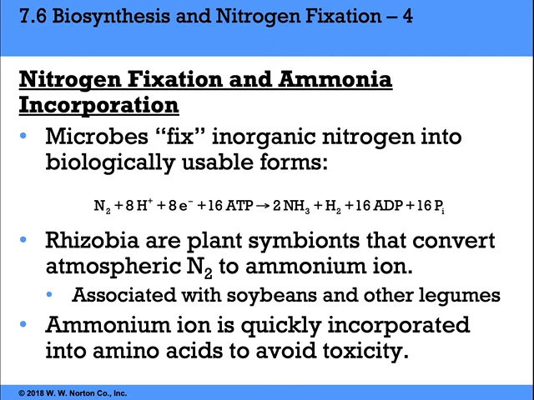Rhizobia are plant symbionts that convert the atmospheric nitrogen into ammonium. They usually associate with soybeans and other legumes, beans and peas, right? And the ammonium ion is quickly incorporated into amino acids so that we don't generate toxic conditions. And the reason that inorganic nitrogen in the form of ammonia can be toxic is because it's a powerful base and can raise the pH to the point where it becomes toxic to the cell.